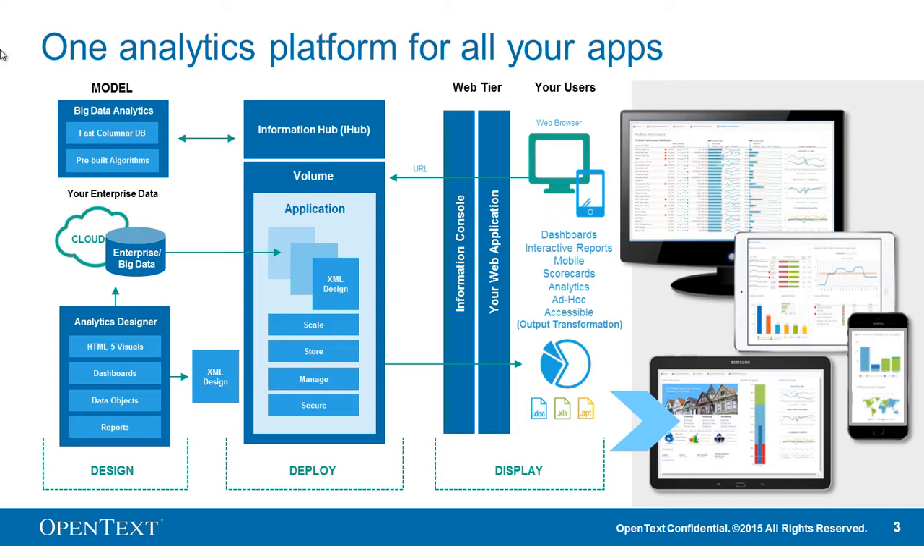iHub brings information designs to life, making them interactive, personalized, and trackable. The web tier allows you to display your content. Our APIs make it easy to embed visualizations in any app or device.